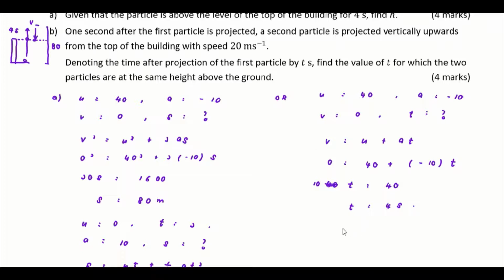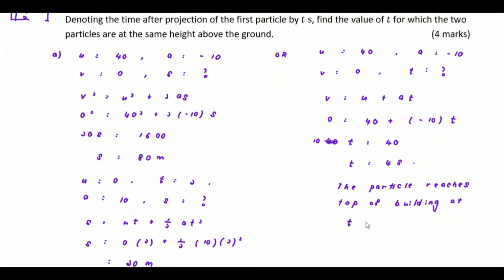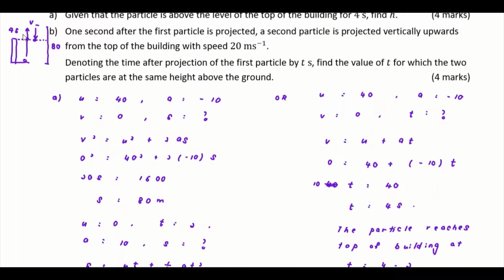So I can just write the particle reaches the top of the building before it goes beyond the top of the building, when t equals 2. Okay, so I hope that you get what I mean. It's basically by using 4 seconds minus the 2 seconds that we know from this point to this point. So that's how I get 2 seconds.